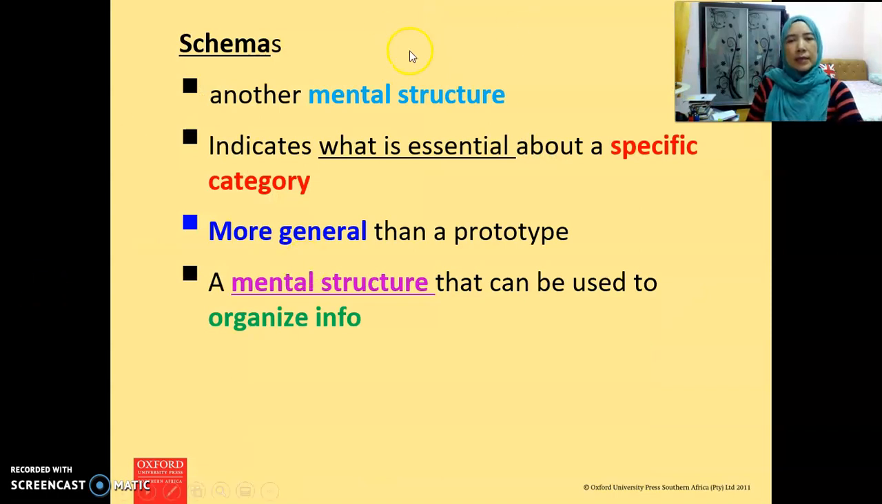Okay, schemas is another mental structure. It indicates what is essential about a specific category. So it's more general than prototype.